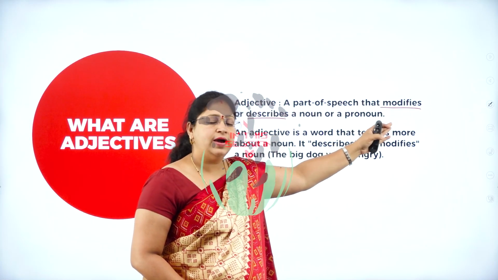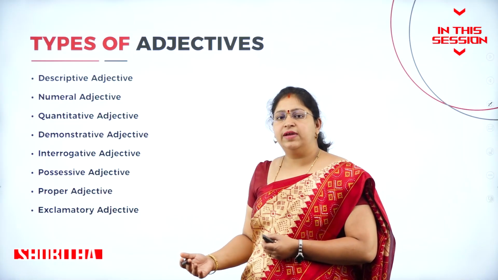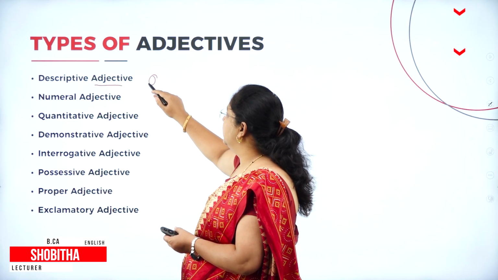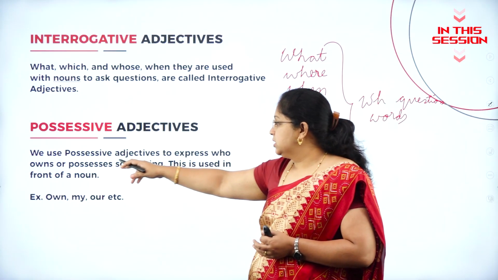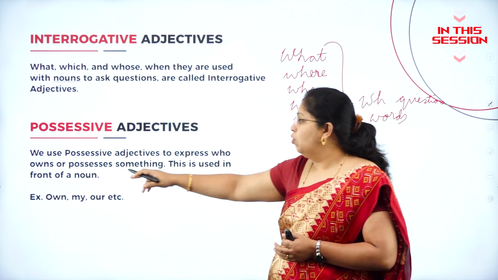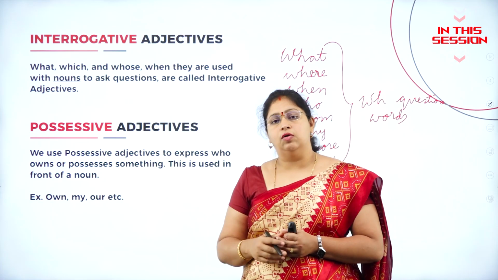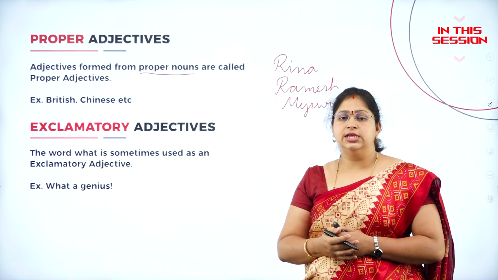Adjective, it modifies or describes the noun or pronoun. Descriptive adjective is nothing but the adjective of quality. It tells the quality of the noun. We use possessive adjectives to express who owns or possesses something. This is used in front of a noun. In your examination, you have to identify the adjective in the sentence.